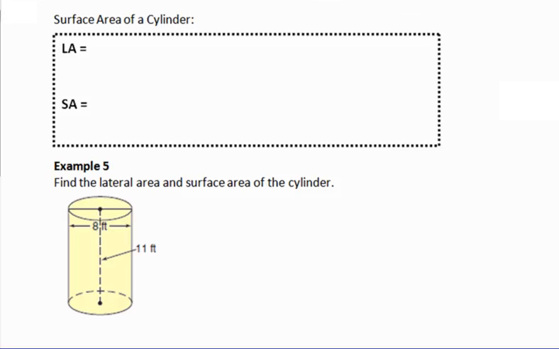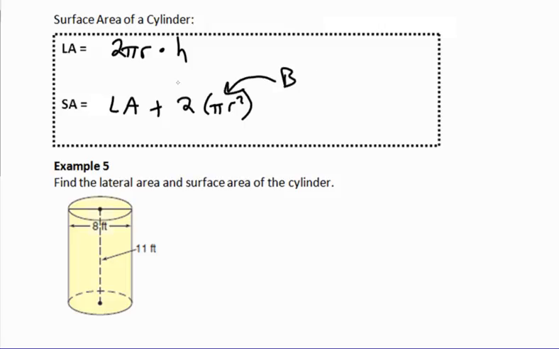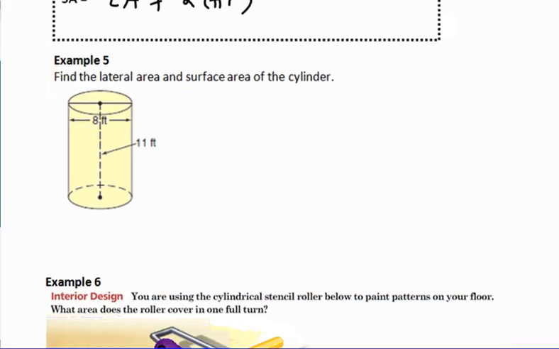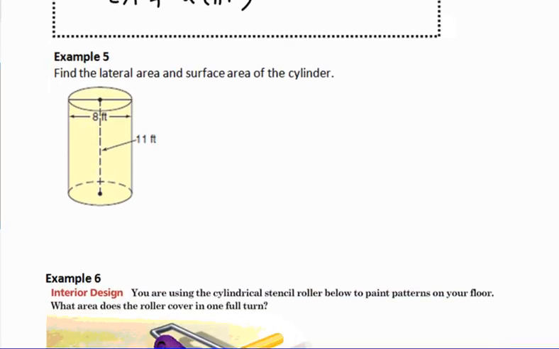The lateral area of a cylinder would be 2 pi r times the height. So it's the perimeter of the circle times height. Surface area would be the lateral area plus 2 times pi r squared, because it's going to be the circle there. So the area of the base. Okay? So find the lateral area and surface area of this cylinder.